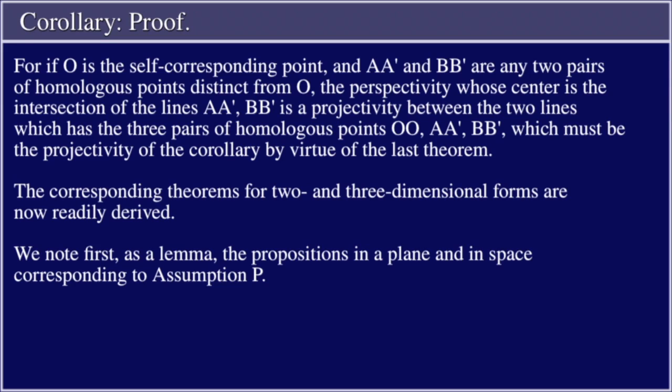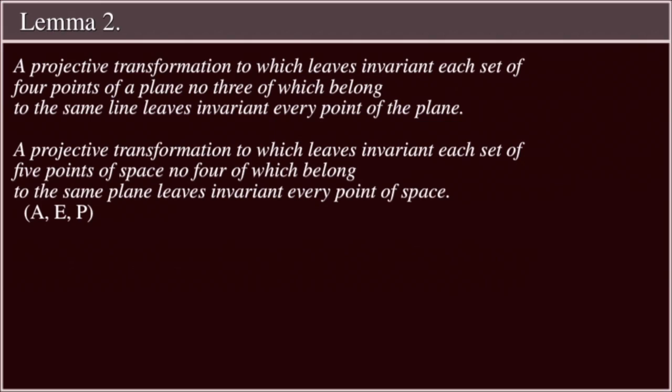We note first, as a lemma, the propositions in a plane and in space corresponding to assumption P. Lemma 2. A projective transformation which leaves invariant each set of 4 points of a plane, no three of which belong to the same line, leaves invariant every point of the plane. A projective transformation which leaves invariant each set of 5 points of space, no 4 of which belong to the same plane, leaves invariant every point of space. Assumptions A, E, and P.